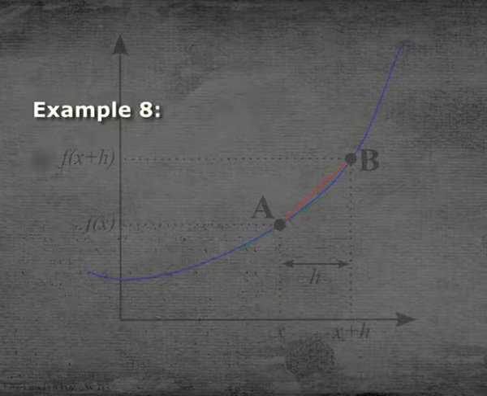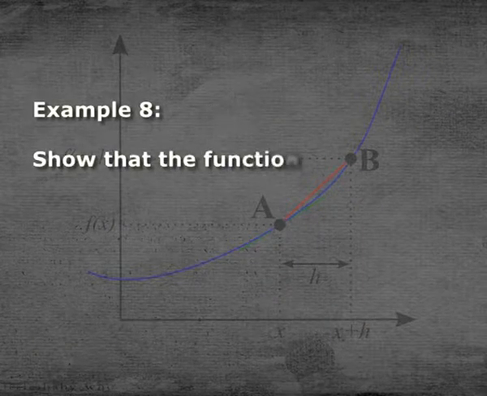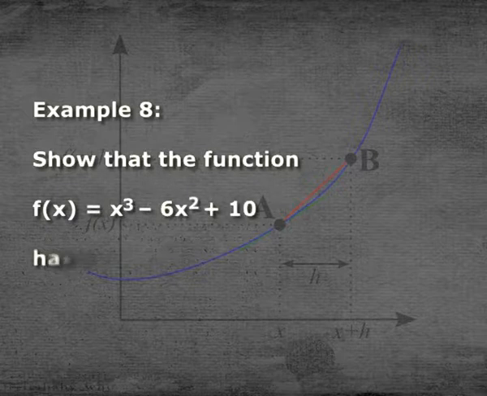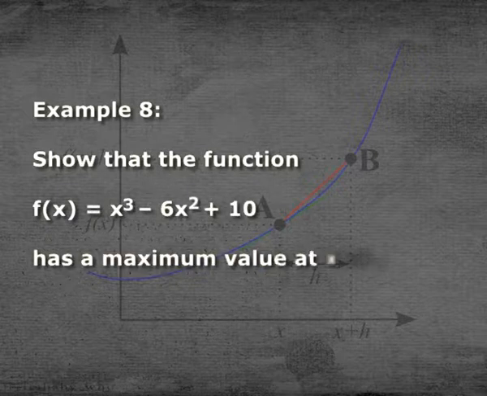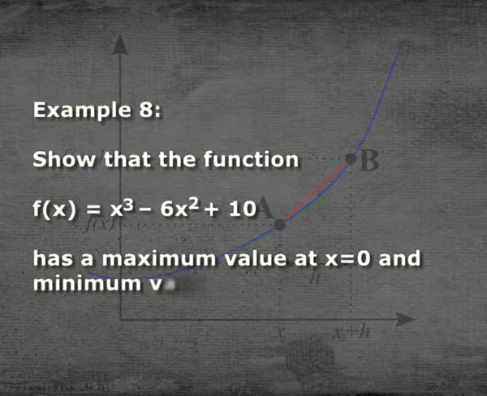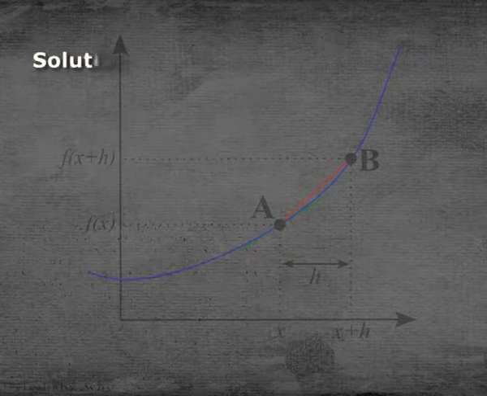Now let's come to the next example, that is example number 8. Show that the function f of x is equal to x cube minus 6x square plus 10 has the maximum value at x equals 0 and minimum value at x equals 4. We'll see the solution to this.